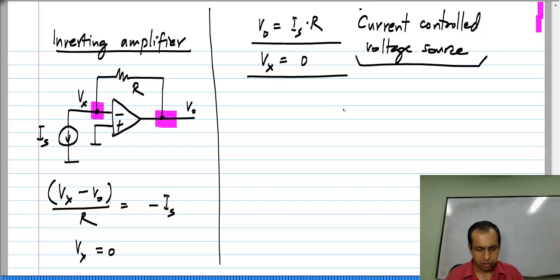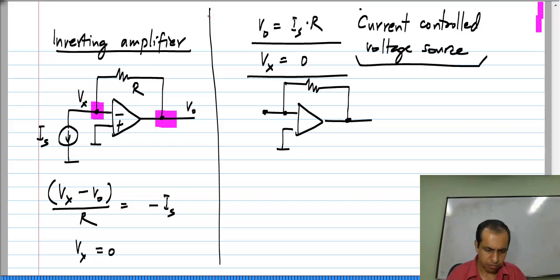What does it mean? First of all, let us evaluate the input and output resistances of this circuit. To calculate the input resistance, I have to apply a test voltage or a test current between these two terminals. I will use a test current because that result is already available to me, and in fact, if you try to use a test voltage, you will find that you will end up with a contradiction. Okay. So, you can only use a test current.